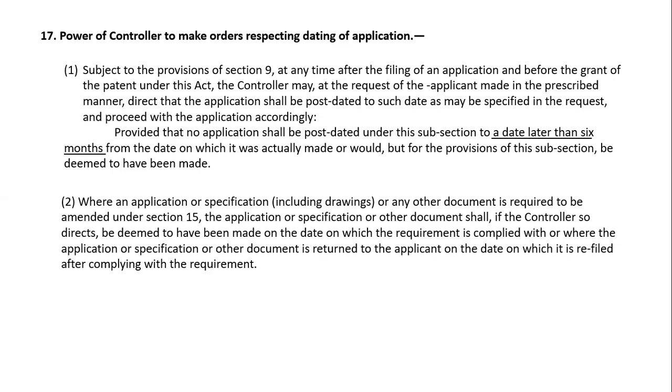Ma'am, correlating with this, we read in section 9 subsection 4 that we filed a provisional application and a complete specification, and later we cancelled the provisional specification to the date of filing of complete specification. So suppose we filed the provisional specification, and in the 7th month we filed the complete specification, and in the 8th month we are requesting to cancel the provisional specification to the date of filing of complete specification. So will it be allowed, like the 6 month period gap won't matter here?